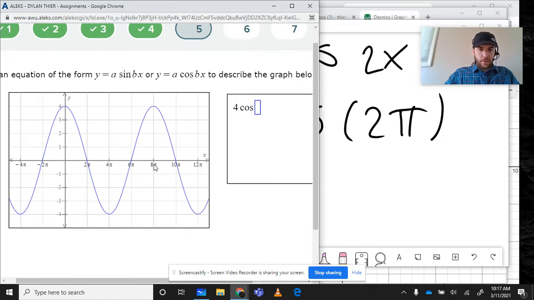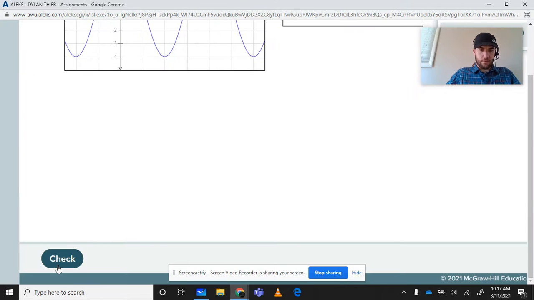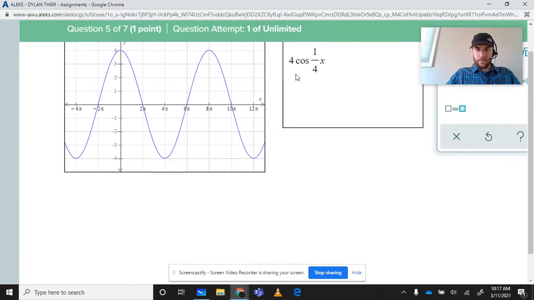Okay, so if it occurs at 8 pi, that means it's been stretched out by a factor of 4, right? Usually it would end at 2 pi. So if it's all the way at 8 pi, it's been stretched by a factor of 4, which would mean there should be a 1/4 out front. This should fit the pattern that if I put in 8 pi in here, 8 pi divided by 4 would be 2 pi. 2 pi ends the cycle. Yep, so that checks out. And I think that would be all there is on that one. Oh, that is not. They want y equals.